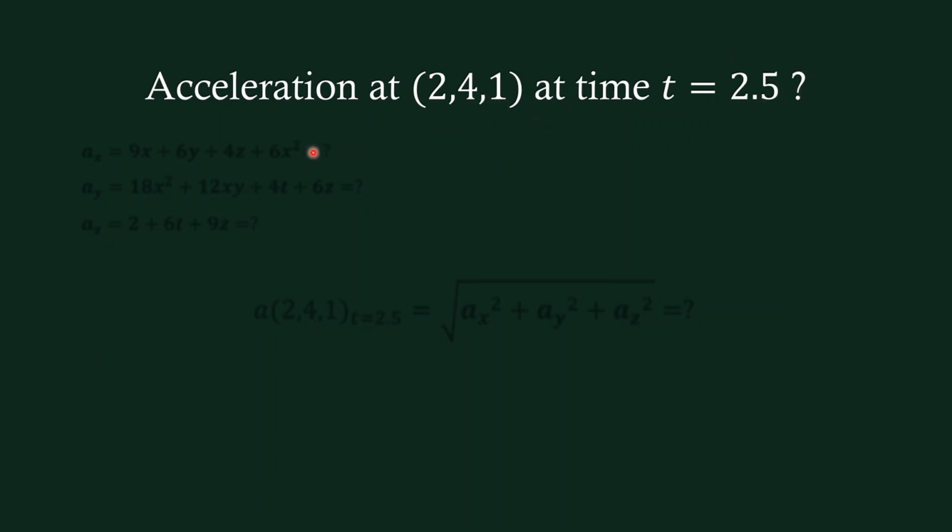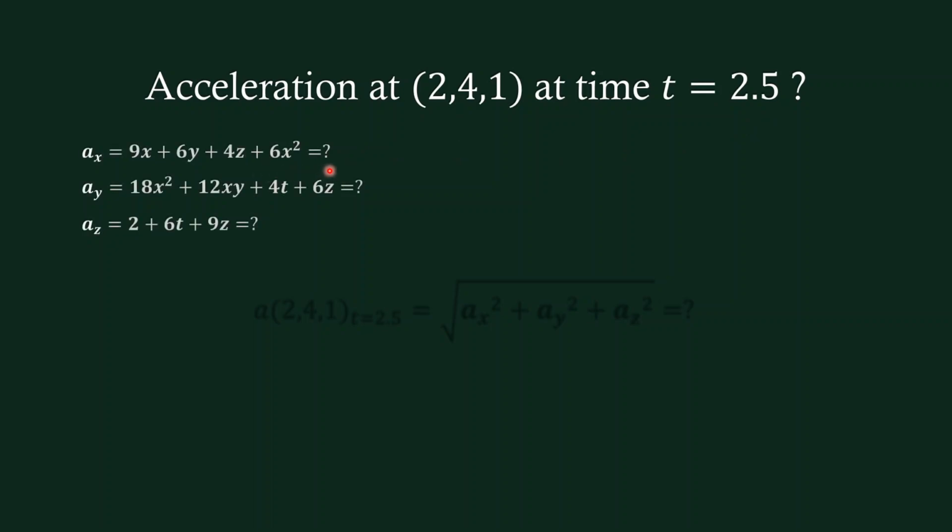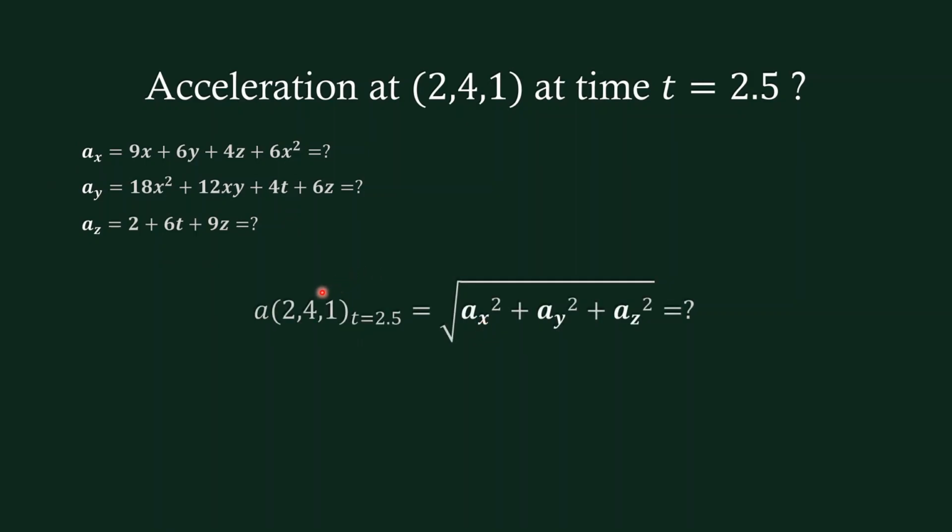So what you just need to do is put the values of x, y and z in the expressions that we have already determined, and find the values of ax, ay and az, and the final magnitude of acceleration at that point, the resultant, will be the root over the sum of the squares of the components. So this part you can do yourself.